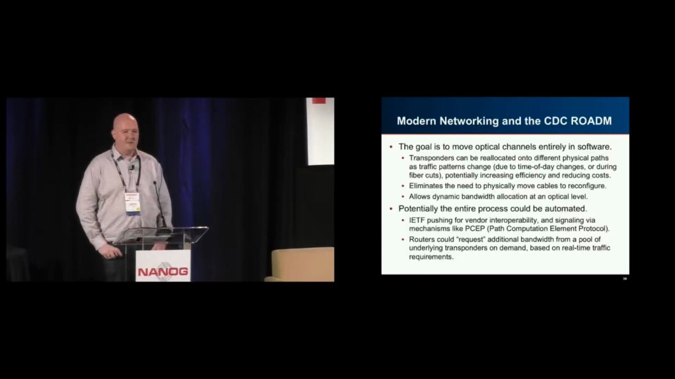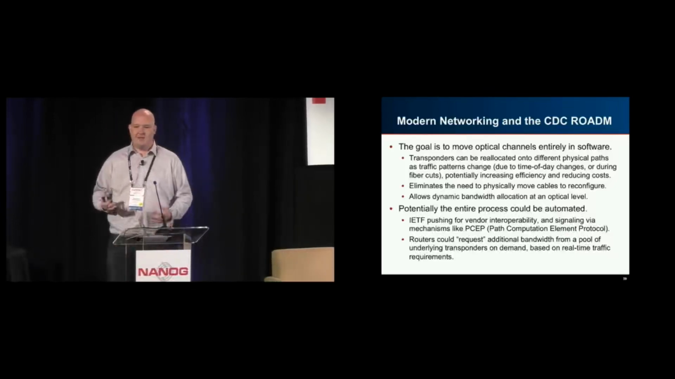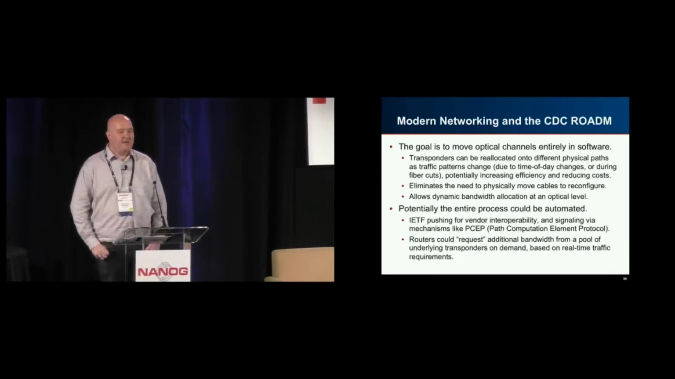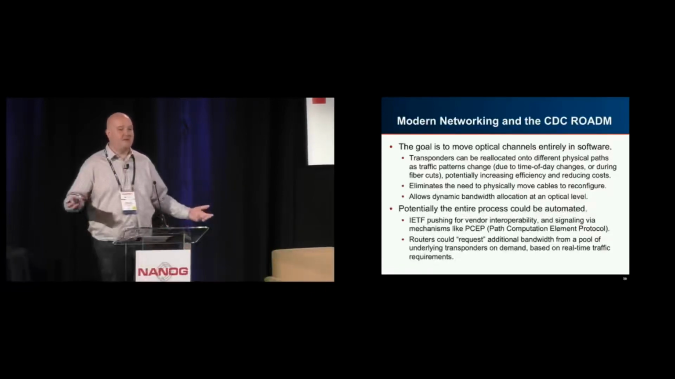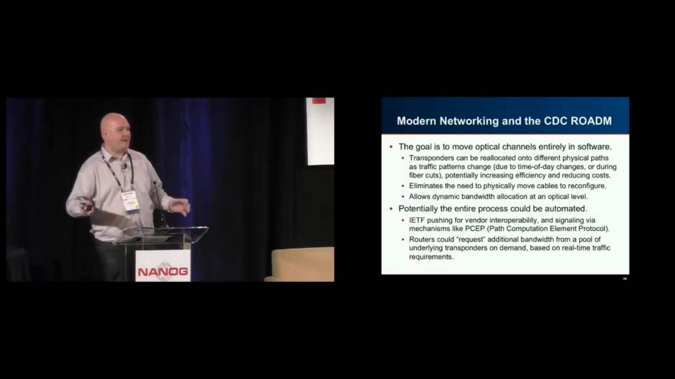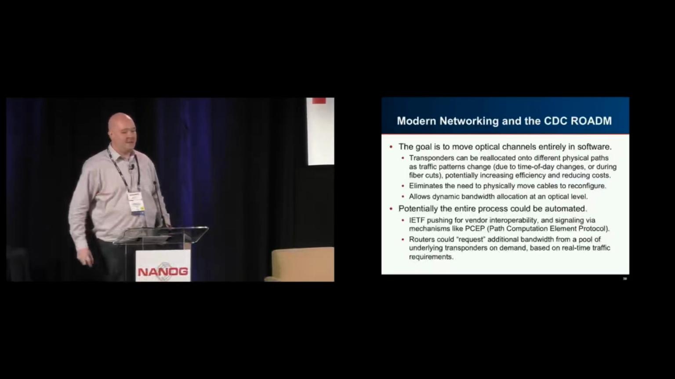Well, the goal here is to be able to move to a system where this can operate entirely in software. One of the nice things you could do with the transponders is reallocate which physical path they go on, depending on things like time of day, fiber cuts, or any type of operational need. The big advantage is the cost: a transponder is a very expensive component. If you can have fewer of them and dynamically change it so that the same transponder can fill a link going east during its peak traffic time and going west during its peak traffic time, and you don't need to buy two, that's a significant savings to the network.